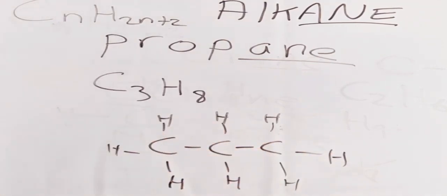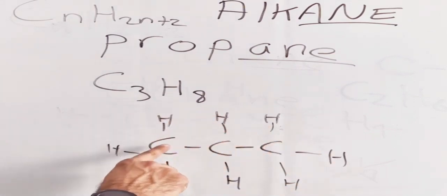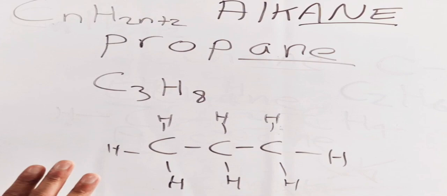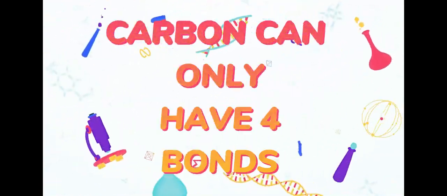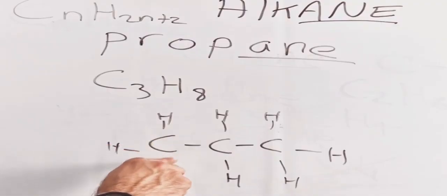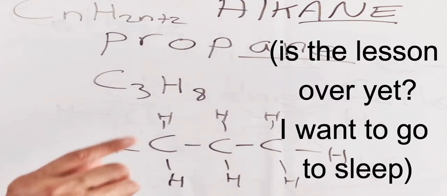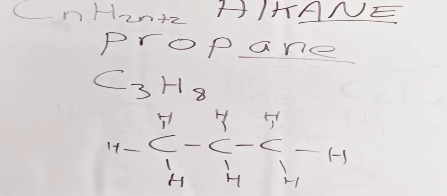Right. One golden rule to remember now is that carbon can only have 4 bonds. Remember that. 1, 2, 3, 4. Make sure you write that down, highlight it, underline it, and put a star next to it.